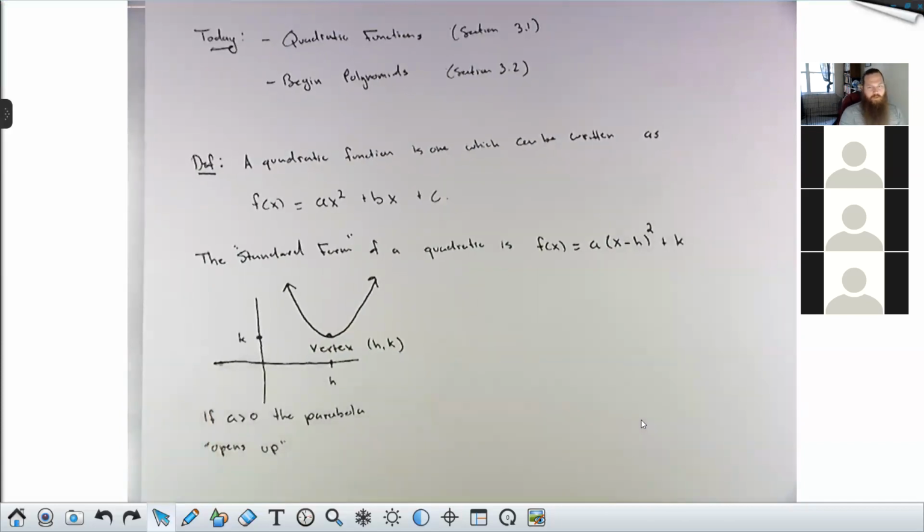The shape here is called a parabola. It's an interesting shape. You can define it purely in terms of geometry, but everybody's seen it before, so I'm not going to harp on that. This is called opening up because the open side of the parabola is facing the top.